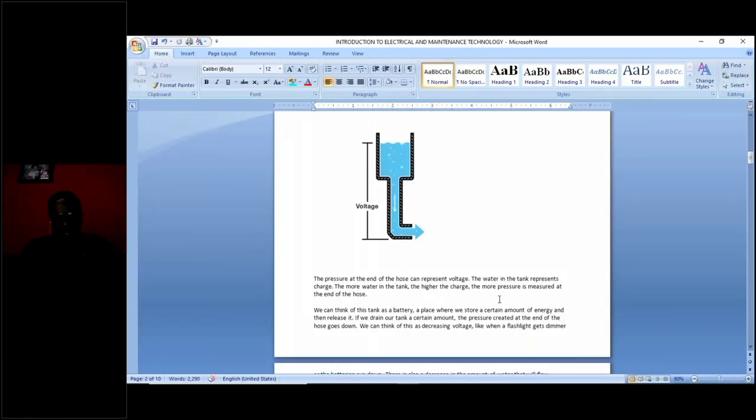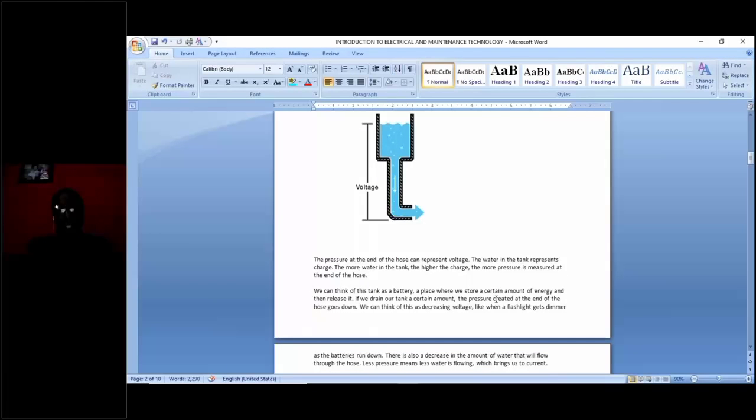So the pressure at the end of the hose can represent the voltage. The water in the tank represents the charge, and the pressure at the bottom of the tank represents the voltage. So the more water in the tank, the higher the charge. That means the more pressure, and correspondingly the more pressure measured at the end of the hose.